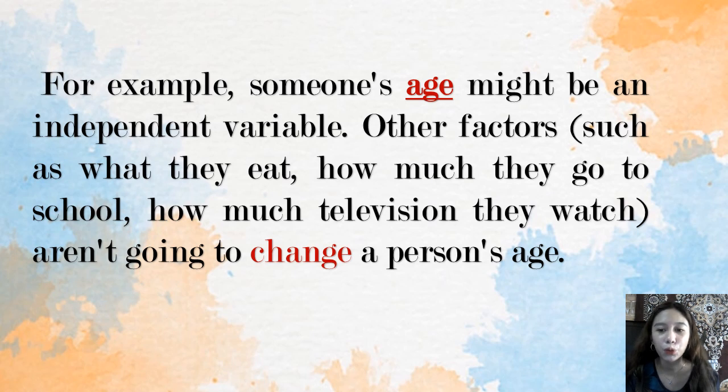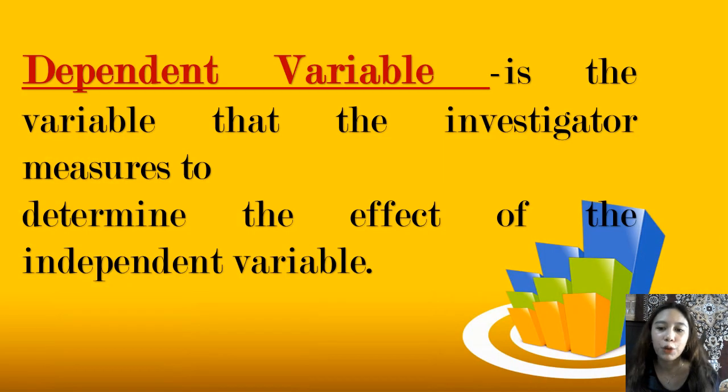So I hope you have already instilled in your minds what an independent variable is and its key terms, so that you will not be confused in identifying the independent variable. Of course, we have another variable, the dependent variable. If we have an independent variable, we of course have the dependent variable.